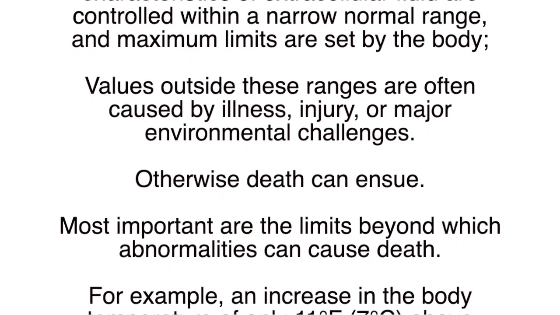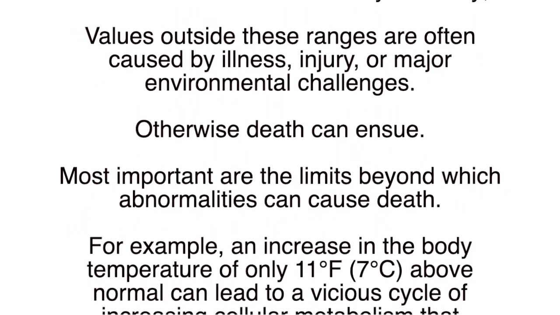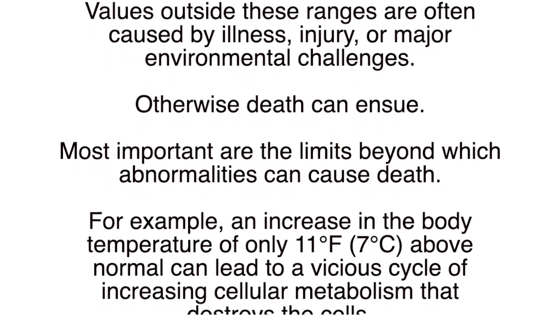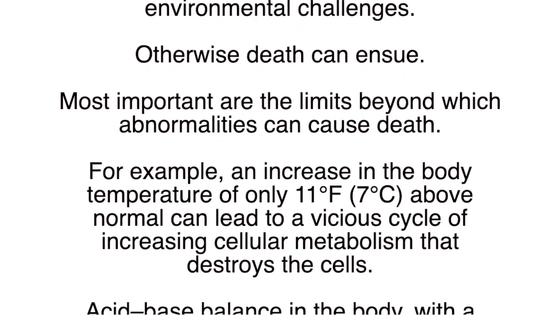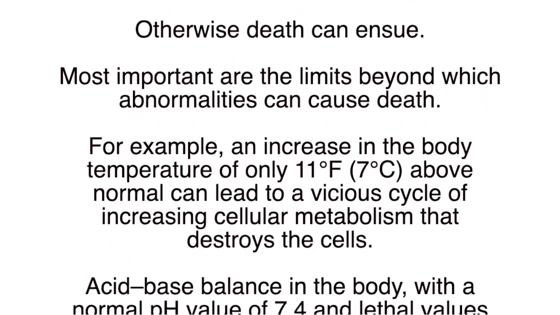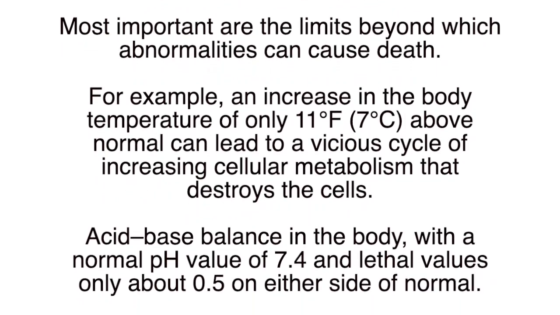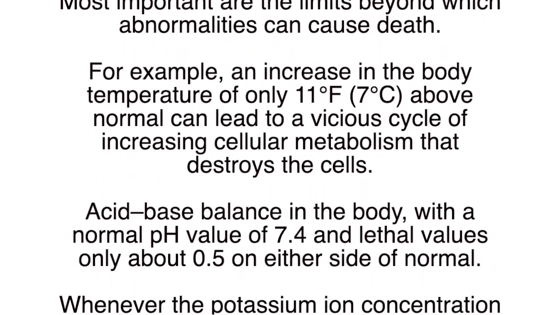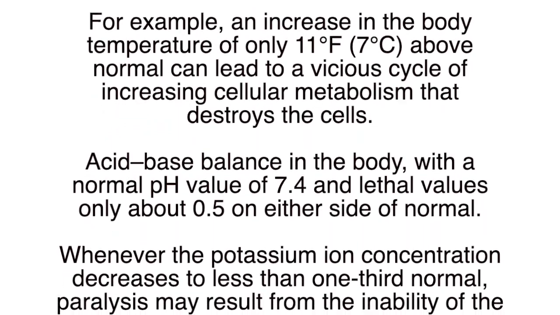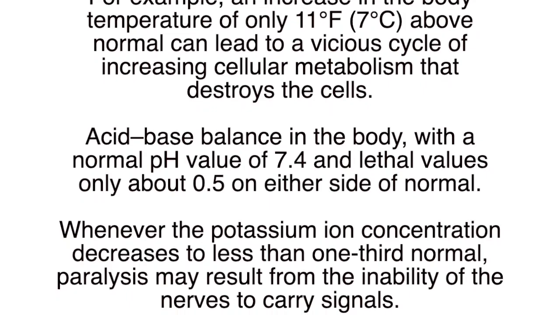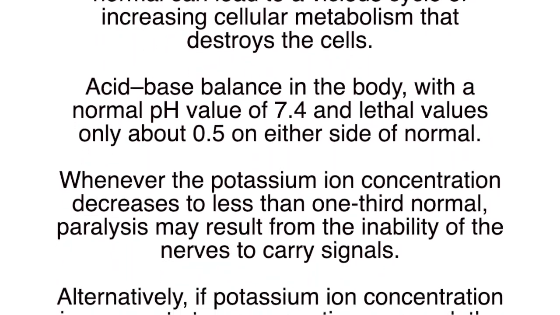Most important are the limits beyond which abnormalities can cause death. For example, an increase in the body temperature of only 11 degrees Fahrenheit or 7 degrees centigrade above normal can lead to a vicious cycle of increasing cellular metabolism that destroys the cells. Acid base balance in the body has a normal pH value of 7.4 and lethal values only about 0.5 on either side of normal.